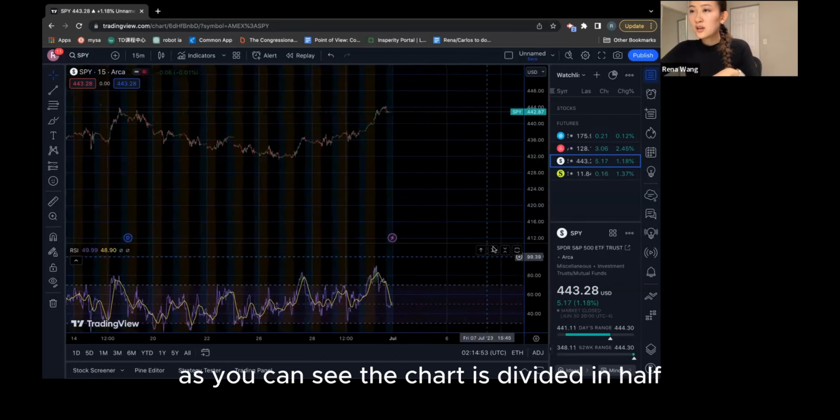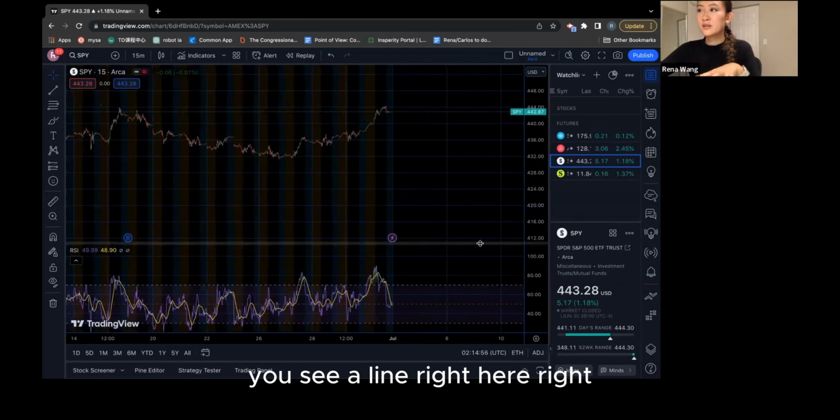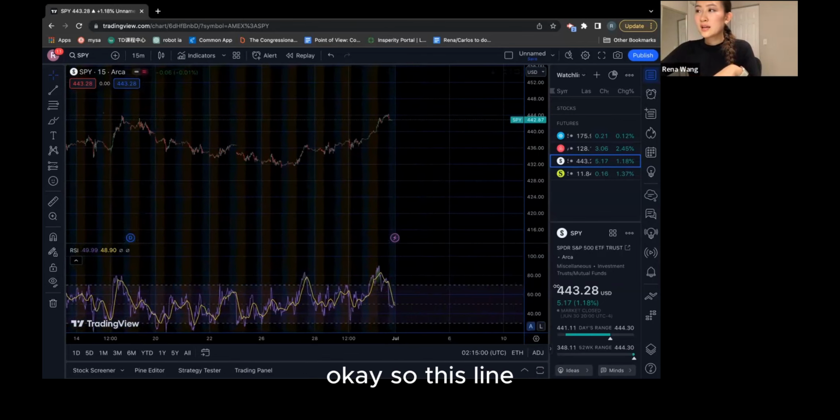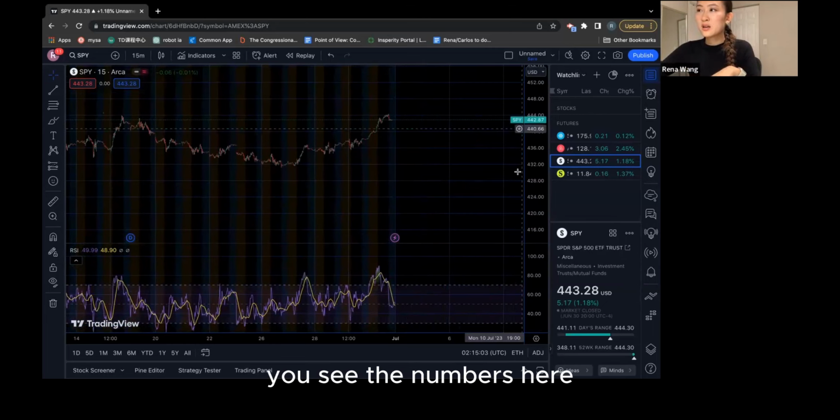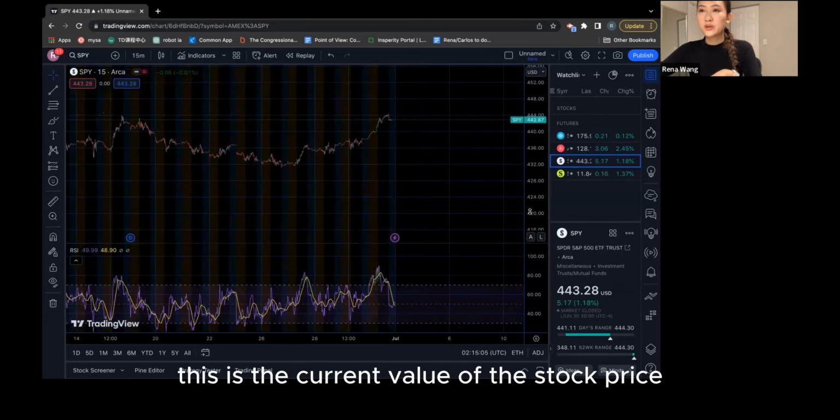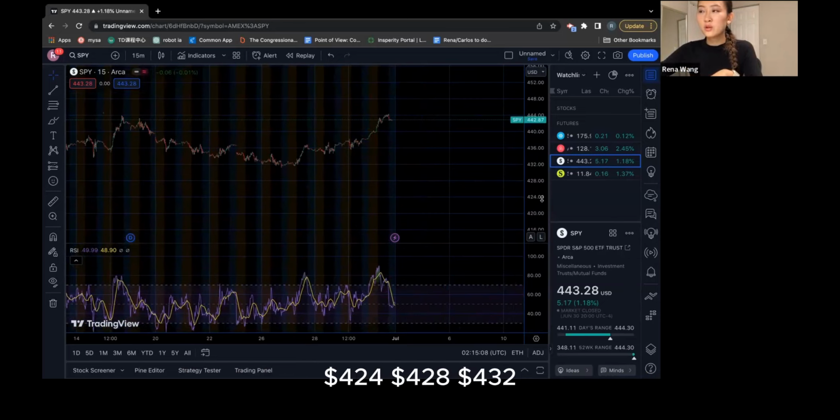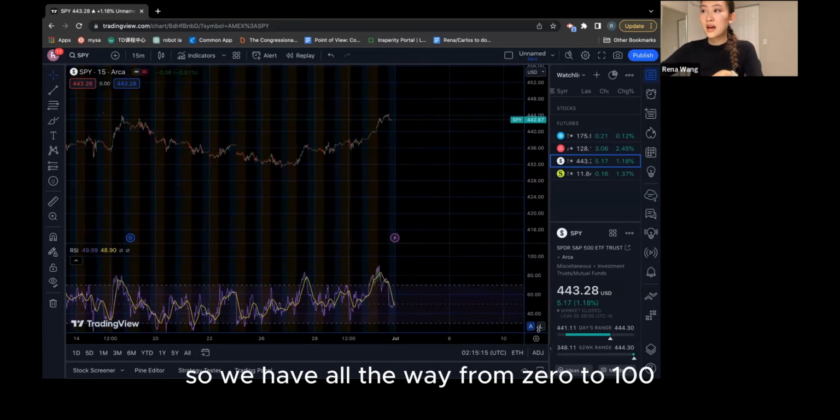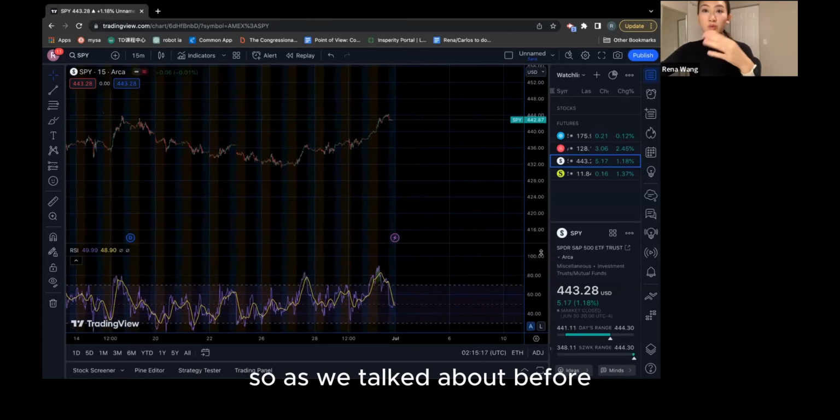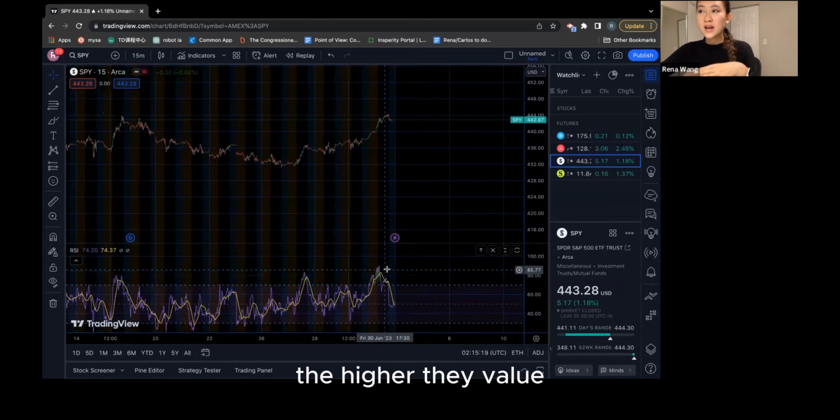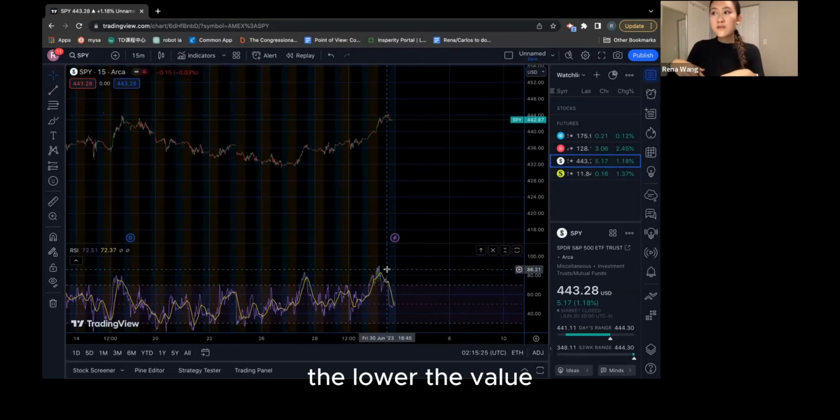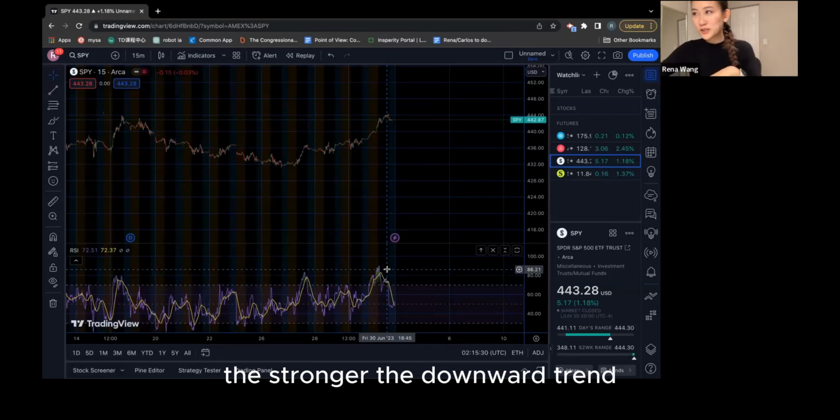As you can see, the chart is divided in half. You see a line right here, right? You guys see the horizontal line? So right here, you see the numbers. This is the current value of the stock price, so let's say $424, 428, 432. And right here is the value of our relative strength index. So we have all the way from 0 to 100. As we talked about before, the higher the value, the stronger the upward trend. The lower the value, the stronger the downward trend.